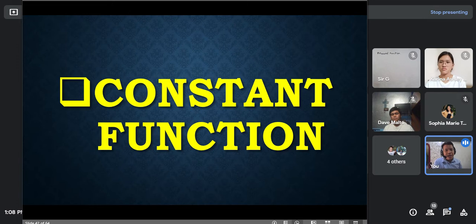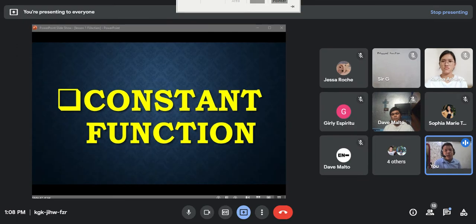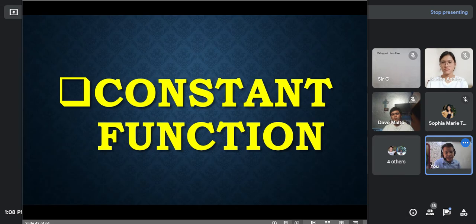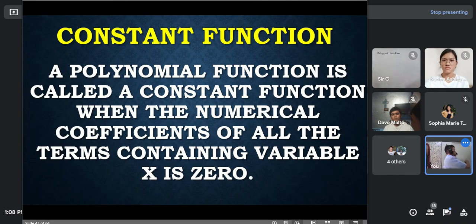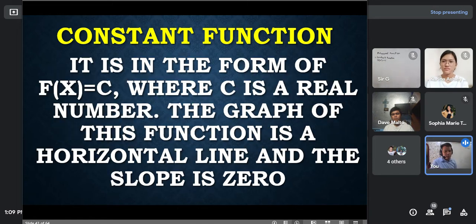So, under ng polynomial function, we have the constant function. Ano ba pag sinabi natin constant function? Pakibasa, Karina. Okay, so sabi diyan, tutuloy ko pa. It is in the form of f of x is equal to c, where c is a real number.